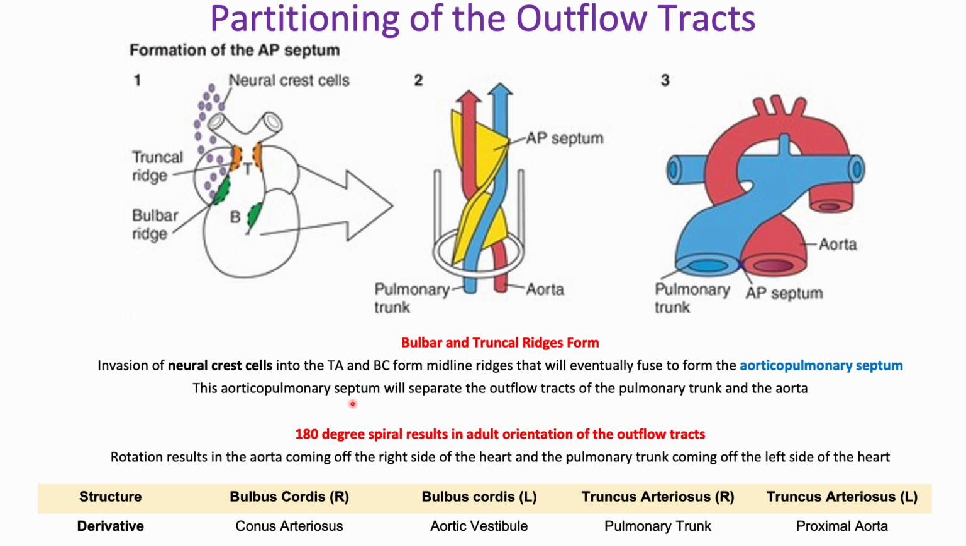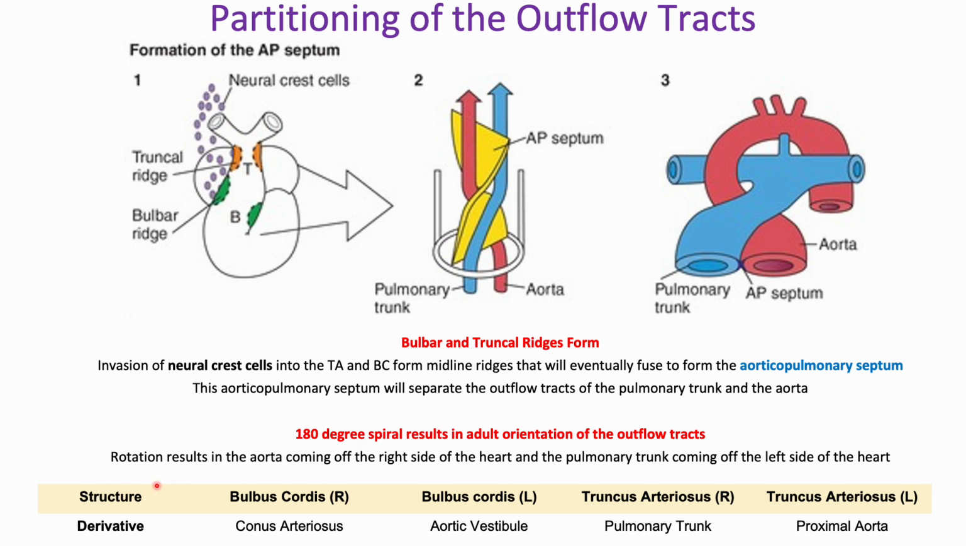But what we're also going to have as development continues is a 180-degree spiral that is going to result in the adult orientation of the outflow tracts. So when we think about it, initially the pulmonary trunk is coming from the right ventricle. But if you look in the adult anatomy over here, you have the pulmonary trunk, which starts on the right, and it's going to come off the heart on the left. And the aorta is the opposite. The aorta is coming from the left ventricle, but it comes off the heart on the right side. So at some point we need the spiral in order to get this adult anatomy, and that's what's happening here. So that 180-degree spiraling results in adult orientation of the outflow tracts.